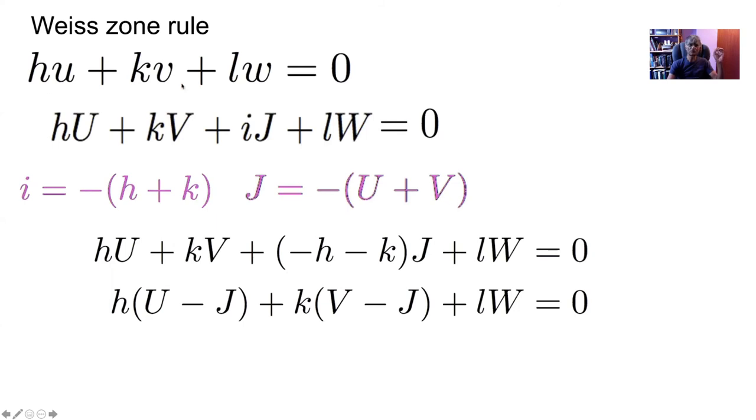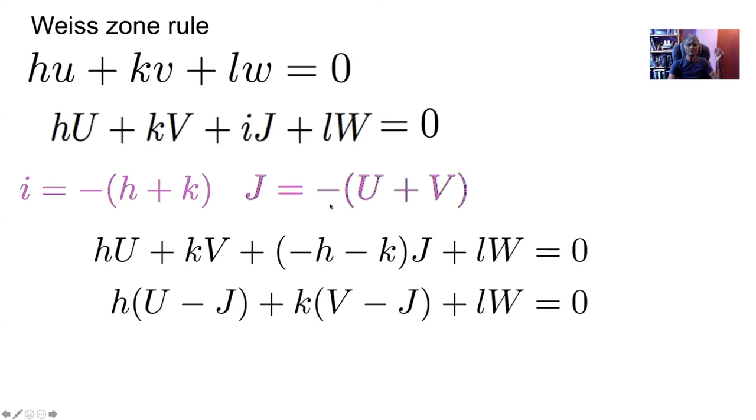So the Weiss zone rule is as follows: in the three index notation, if I have a plane with indices h, k, l, and a direction with indices u, v, w, and the sum of these products is 0, that means that the direction uvw lies in the plane hkl. And I want to obtain the same sort of thing for the four index notation, where this is the four index notation for planes, and the capital letters here are the four index notation for directions. Notice that I haven't used small u or small v or small w anywhere, because you will see that capital U is not equivalent to small u, and so on.